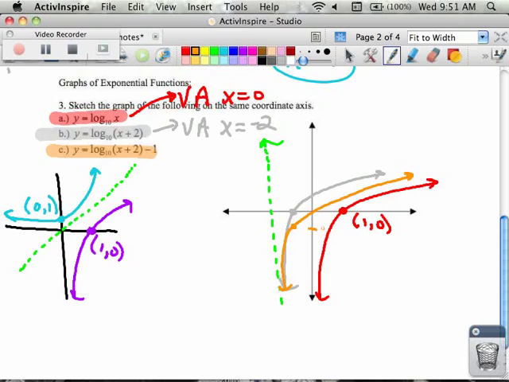Now, I don't know where it's crossing exactly on the x-axis. I could probably figure that out if I wanted to. Somewhere over there. But I do know that my vertical asymptote has not changed because I've only moved to the left 2, and moving up and down doesn't change the asymptote. So I still know that my vertical asymptote is at x equals negative 2. I just want you to see what's happening with these graphs.